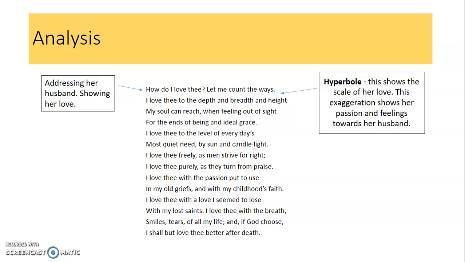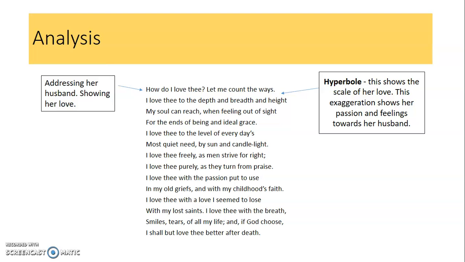We then have an example of hyperbole here. She says, I love thee to the depth and breadth and height my soul can reach. So she's showing us here the scale of her love. This exaggeration shows her passion and feelings towards her husband.